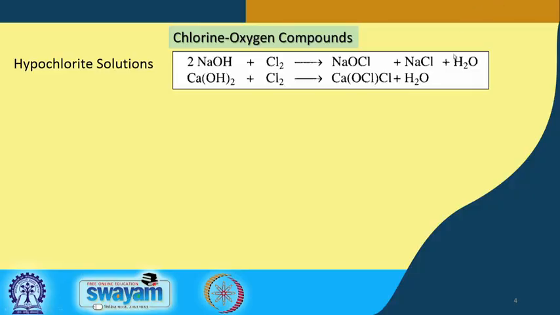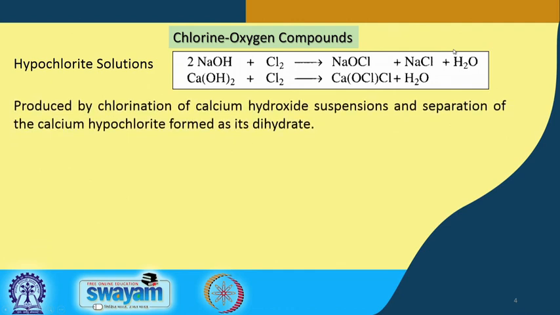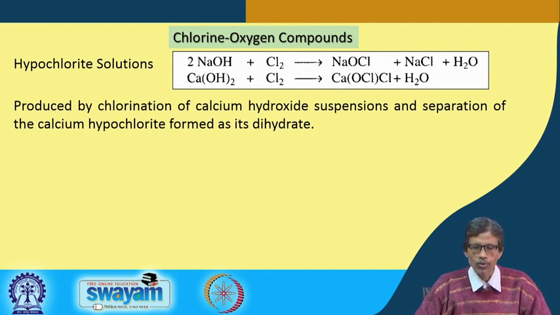Hello everybody, welcome back to this class once again, where we are talking about some compounds where you can have the chlorine-oxygen bonds and how we can utilize those chlorine-oxygen bonds for useful purposes. So, synthesis of hypochlorite, which can be produced on a large or industrial scale by simple chlorination of calcium hydroxide suspensions.